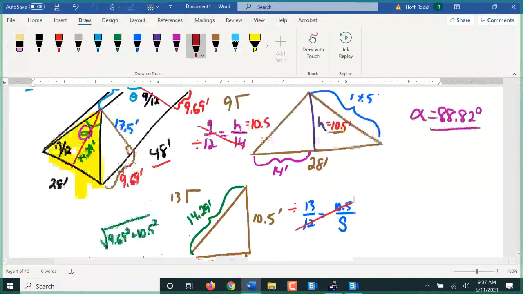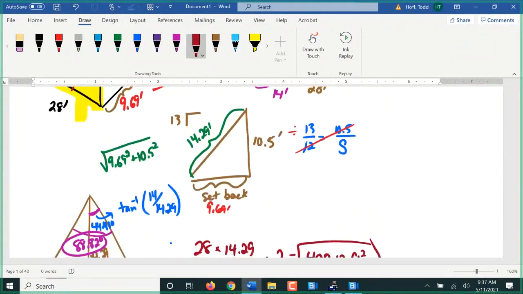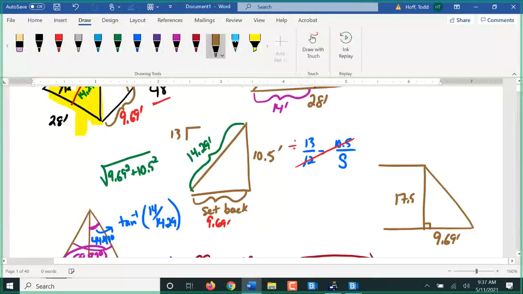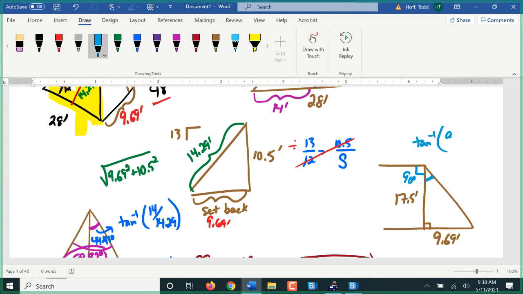Next, we're going to look at finding the angle theta here. We're looking at this piece here. This setback is 9.69 feet. This length of the common is 17.5 feet. And I've divided theta here into two angles. I have a right angle, the 90 degrees, and then this angle here, which will be the inverse tangent of the 9.69, the opposite side, over the adjacent side, 17.5.